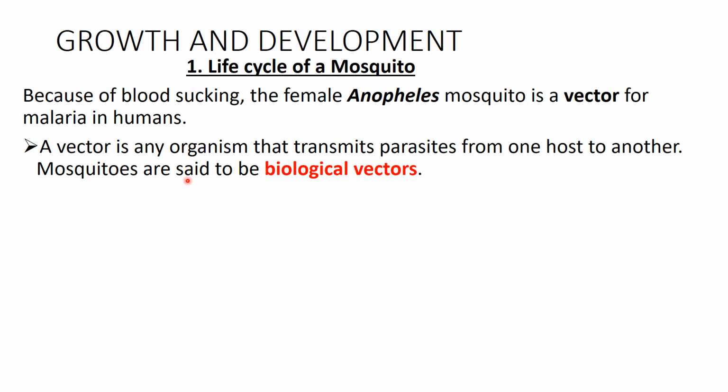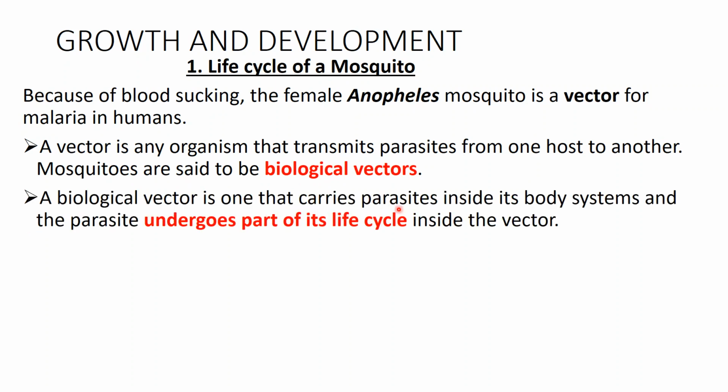Okay, so what's a biological vector? Since we have said there are two types of vectors, biological and mechanical, what's a biological vector? A biological vector is one that carries parasites inside its body systems. So the parasite, the disease causing agent, is inside its body. And additionally, the parasite undergoes part of its life cycle inside the vector. So it develops inside the vector. Such a vector, which carries a parasite inside it such that the parasite develops inside it, is called a biological vector.